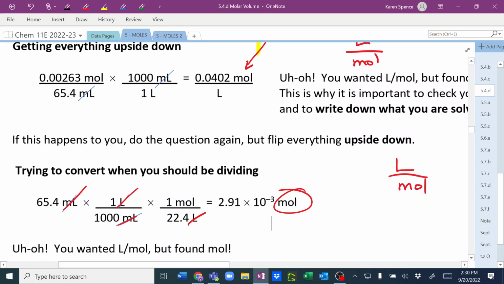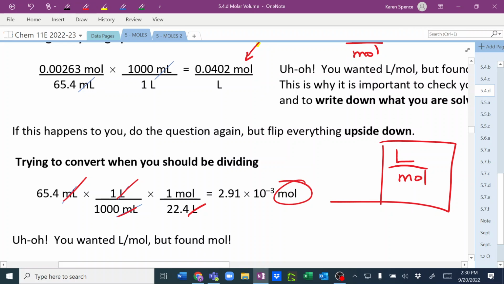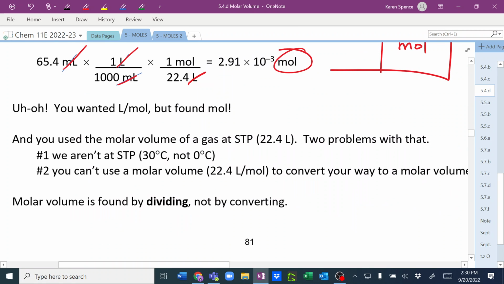So just watch out for that. People just, like, molar volume just sounds a little confusing sometimes, and people are like, okay, I'm converting things, so I'll just keep converting things. Don't do that. Solve for liters per mole. It'll be straightforward if you do it that way, okay? Molar volume is found by dividing, not by converting.